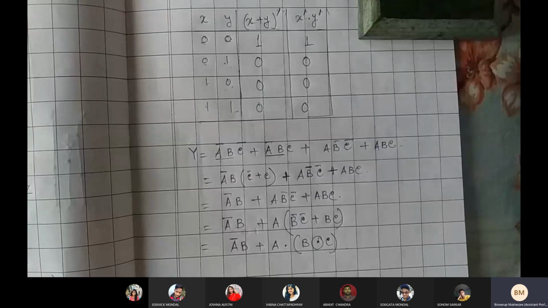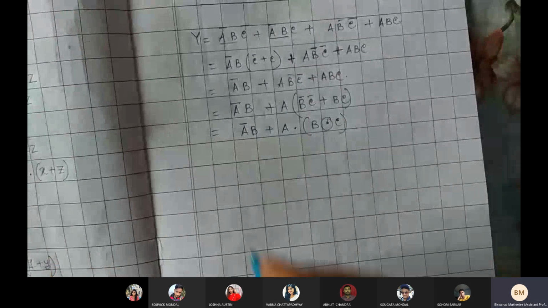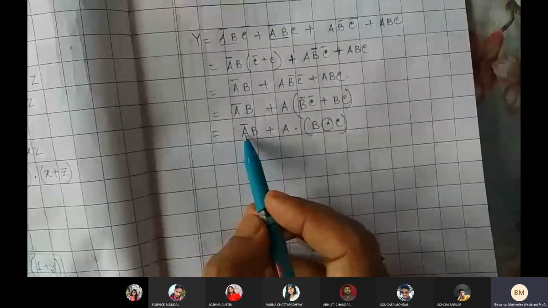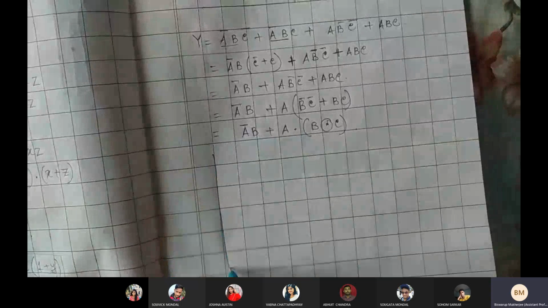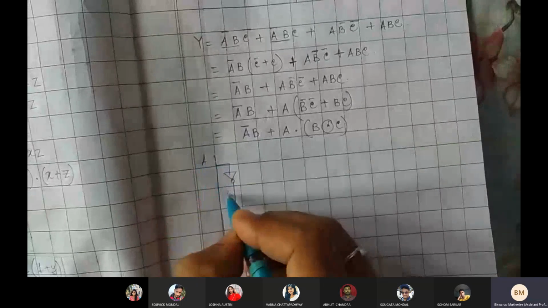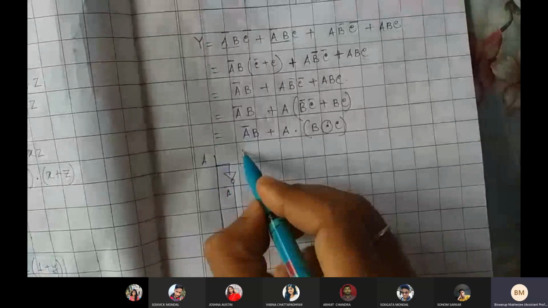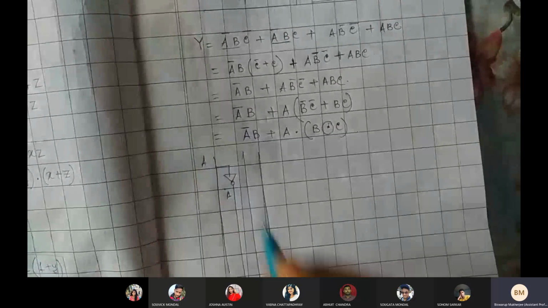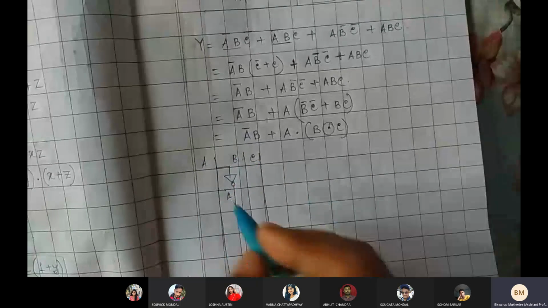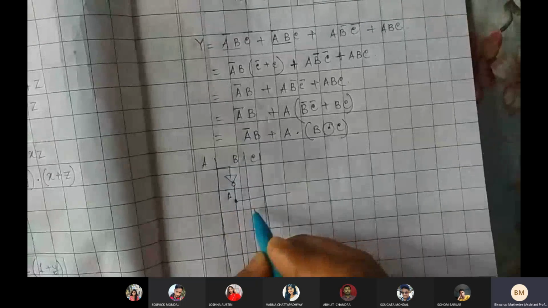Okay, এটাকে Boolean minimized version বলা যেতে পারে. So if you draw the circuit, এই সার্কিটটাকে যদি তুমি ড্র করো, how it will look like. So we'll be requiring a bar, then we'll be requiring b as well as c. So a bar b.